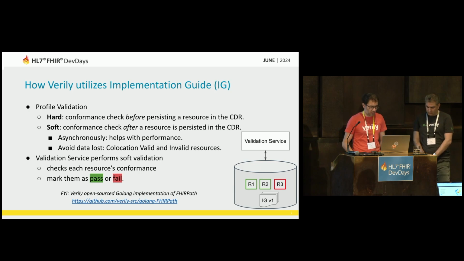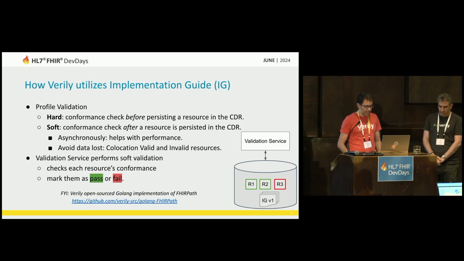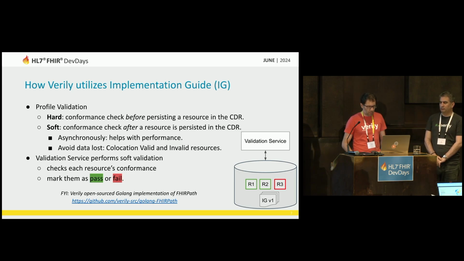We call this hard validation. And then in addition to that, we implemented this second way to enforce or to check the conformance of resources. We call it soft validation. This will happen asynchronously after a resource has persisted to the CDR. So basically, when we receive a resource, we will persist it to the CDR regardless of whether or not it conforms to the IG. And then later we have this validation service that asynchronously will crawl the CDR, and it will check every resource to see whether or not they conform to the profile.